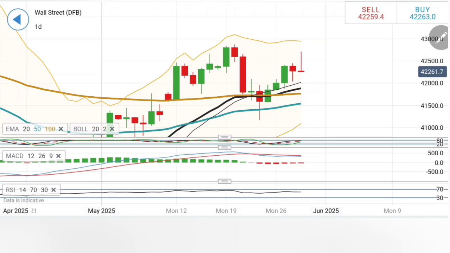On the downside, sell at 42,240 levels, expect 42,200, 100, 120, 42,000, 41,900, 920, and 41,800. Below 41,800, there is no looking back. It is going to crash sharp. Take your trades, take your positions accordingly.